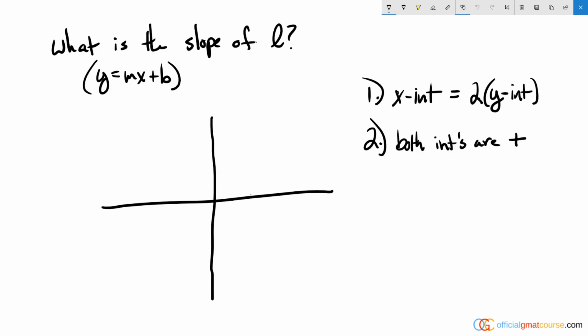Right, so this is a value question. We're asked, what is the slope of L? We need to nail it down to one slope. And we're told that in statement 2, both intercepts are positive. That is a clearly insufficient piece of information because it tells me nothing about where those intercepts are. So I would not be able to calculate any sort of slope from that whatsoever.